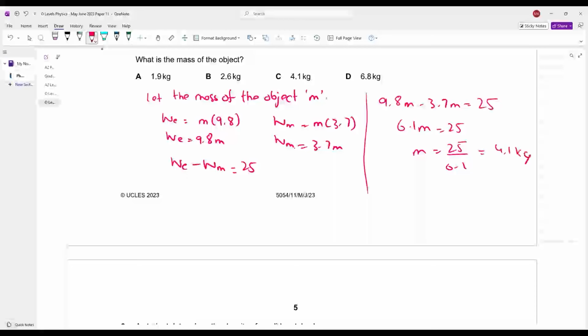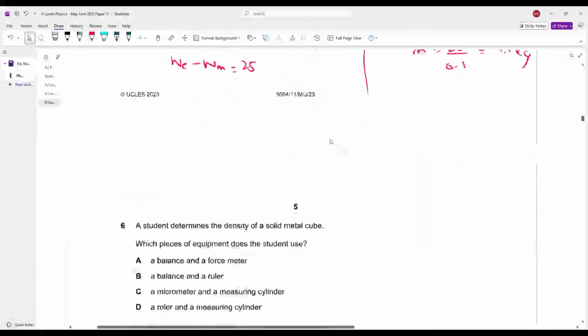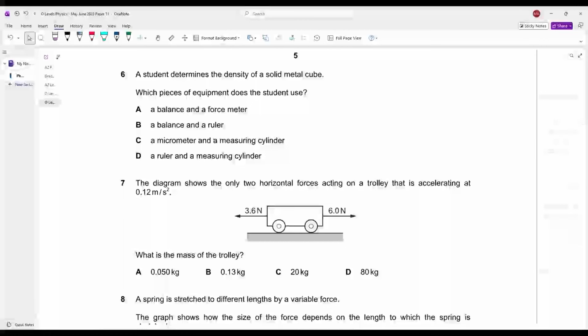4.1 kg is your m. C is your answer. ठीक है, आपका आंसर जो है इसका C आ गया। The answer to 5 is C. Perfect. Let's further move ahead.